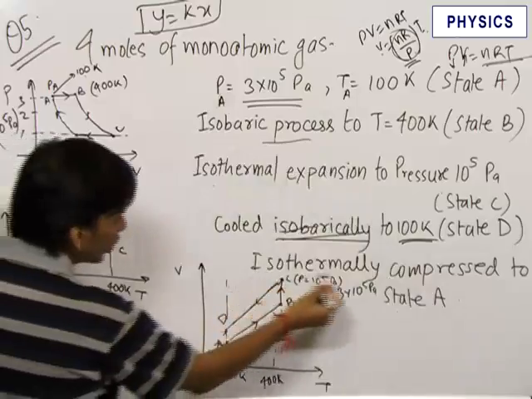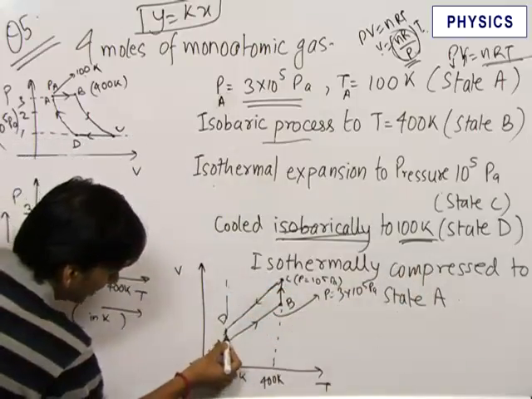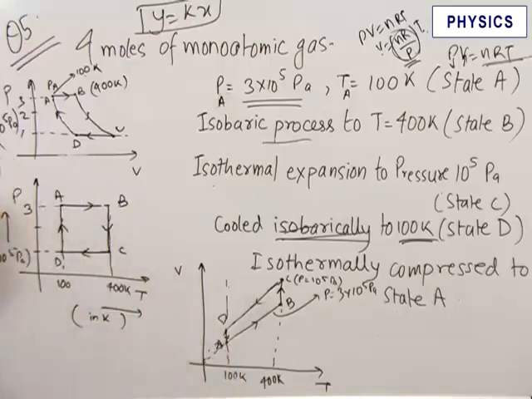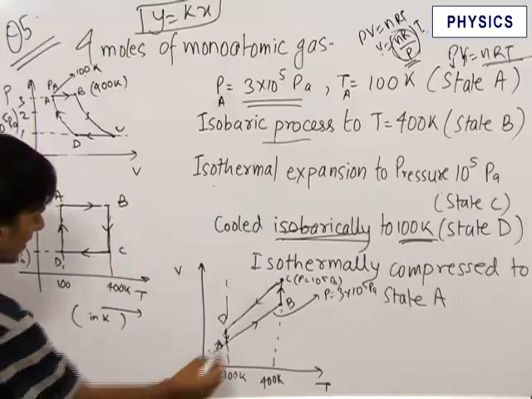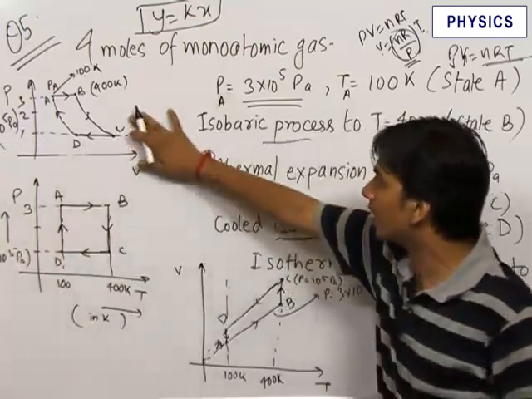Now it is again isothermally compressed to state A. So with isothermal compression, it comes back to point A from D. So the final VT curve looks like this, the final PT curve looks like this, and the final PV curve looks like this.